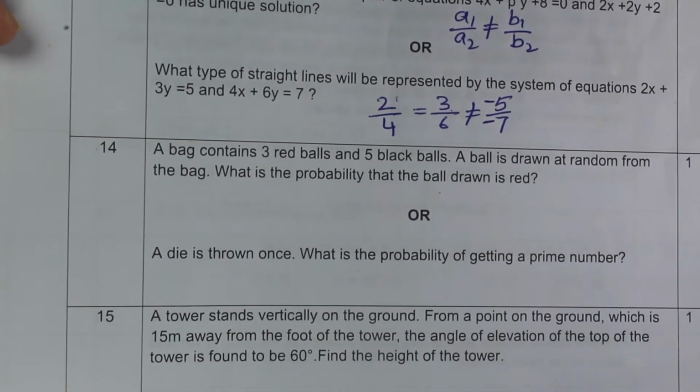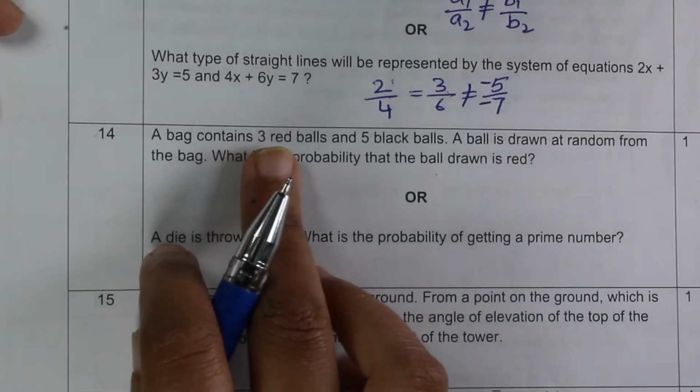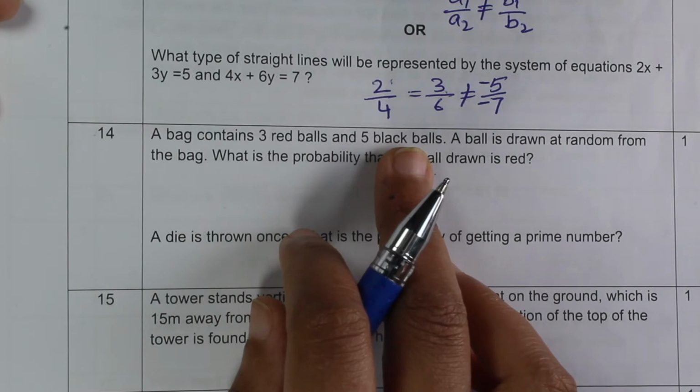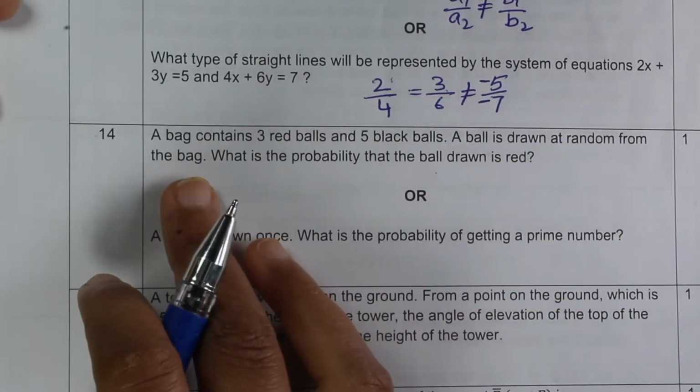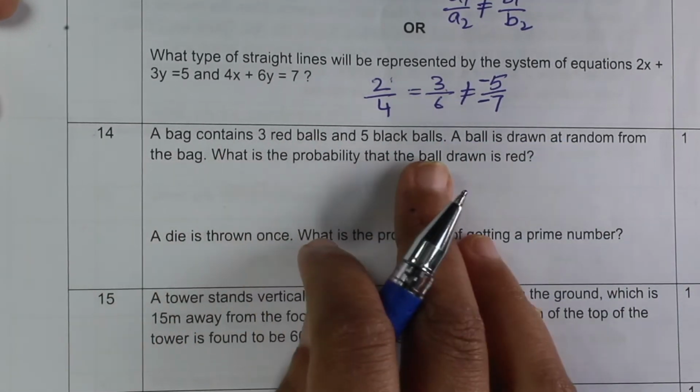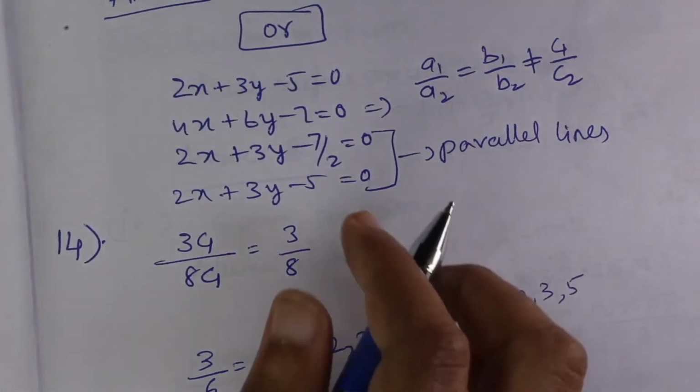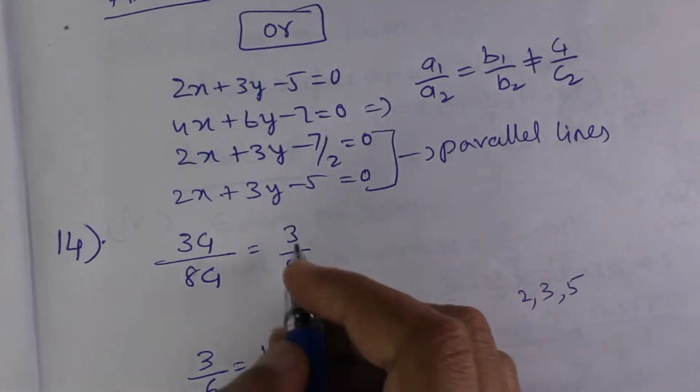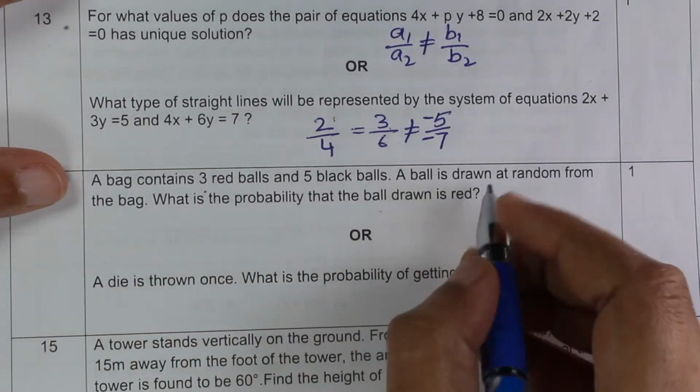Now let's move to the 14th question. A bag contains 3 red balls and 5 black balls. A ball is drawn at random from the bag. What is the probability that the ball drawn is red? So in a bag there are a total of 5 plus 3, 8 balls.